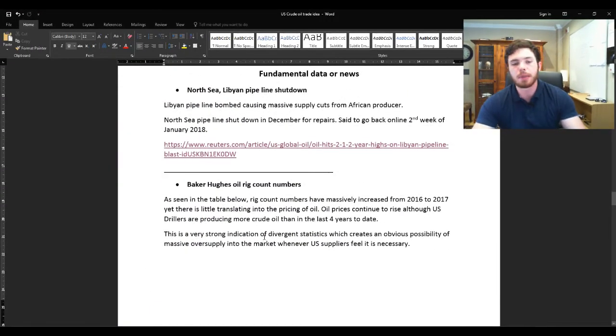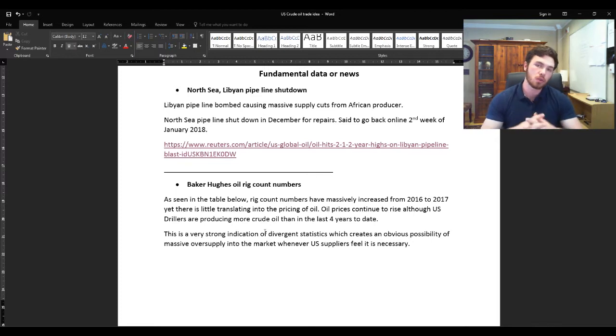The next one is going to be the Baker Hughes oil rig count numbers. Basically, Baker Hughes counts all the oil rigs around the US production area throughout the year. They're counting every single week, and they're bringing out their numbers every Friday.